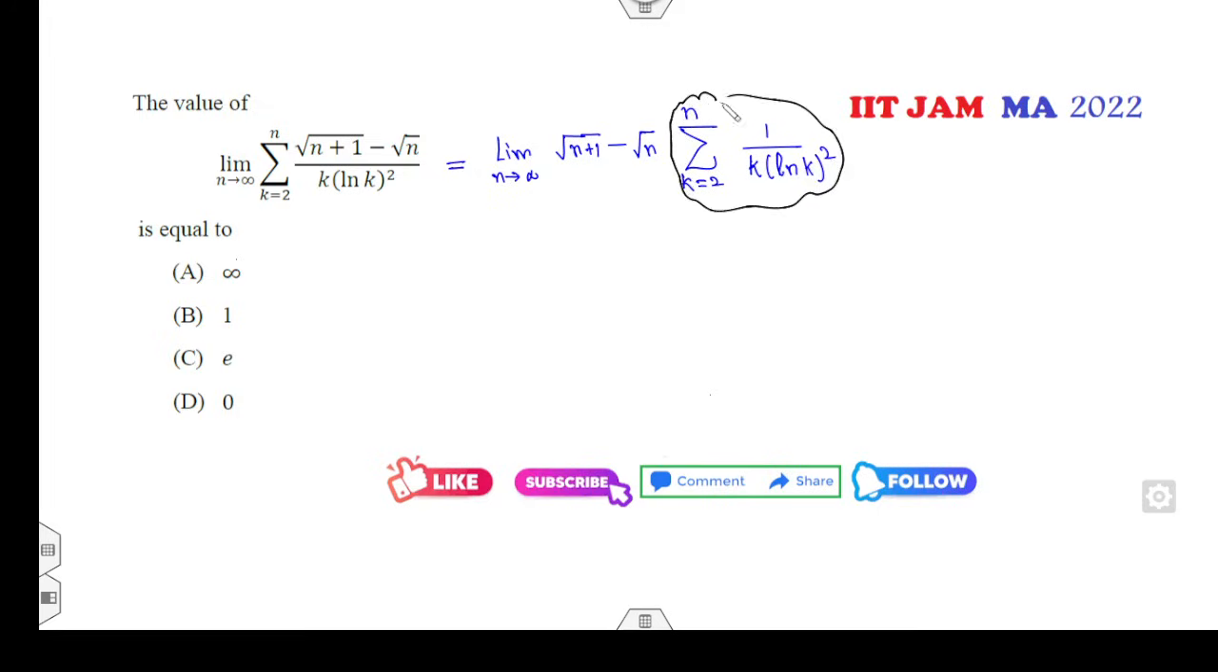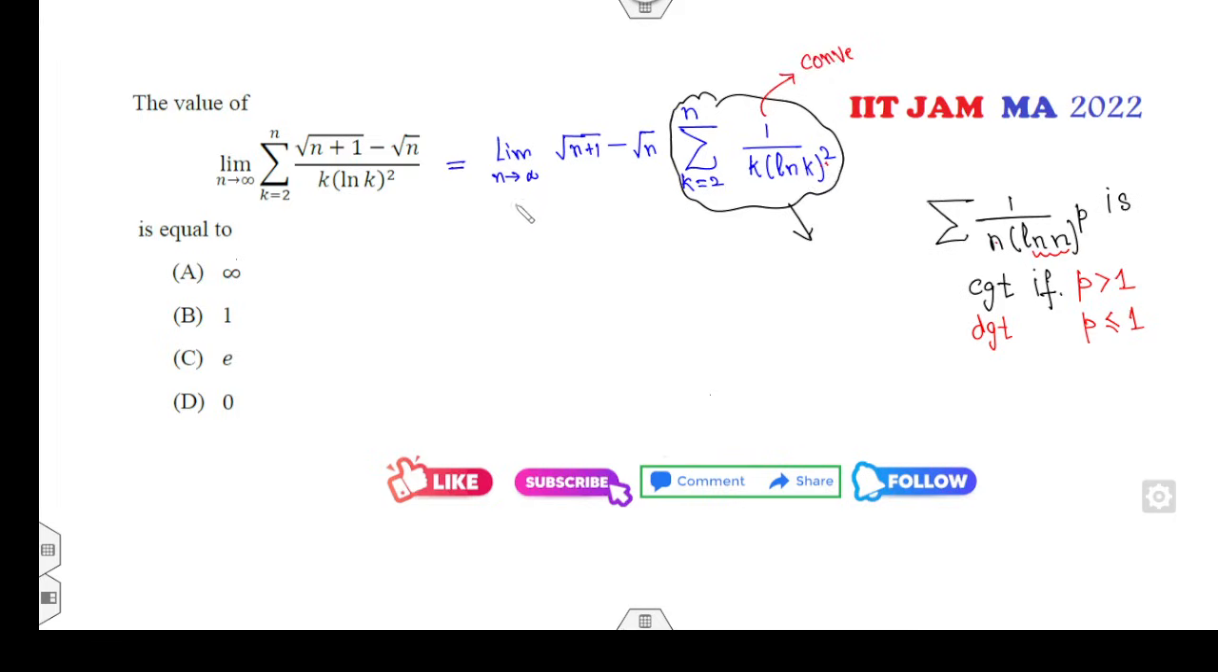This is an infinite series, and I have already told you that 1 over n ln of n raised to power p is convergent if. When will it be convergent? I told you two things. It is convergent when p is greater than 1 and divergent whenever p is less than or equal to 1. So this series is convergent when you take n approaches infinity. So this is convergent, that means the answer must be finite.